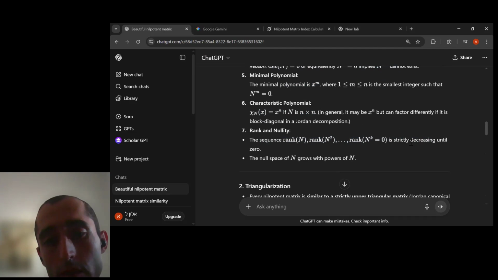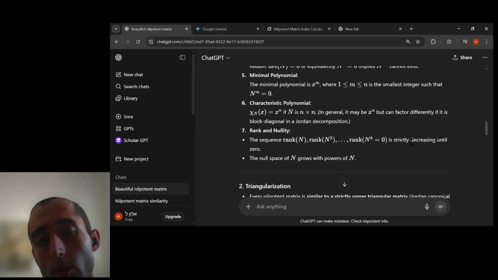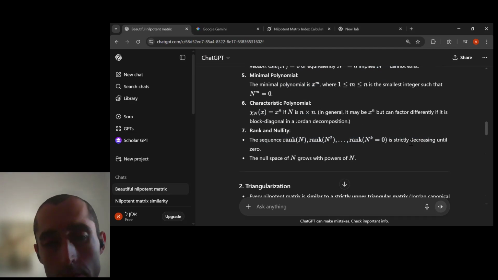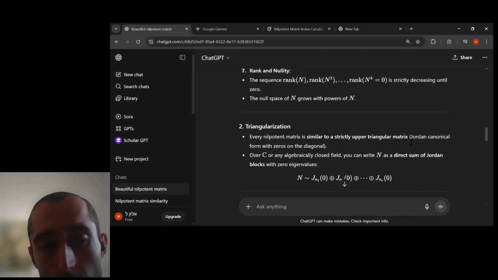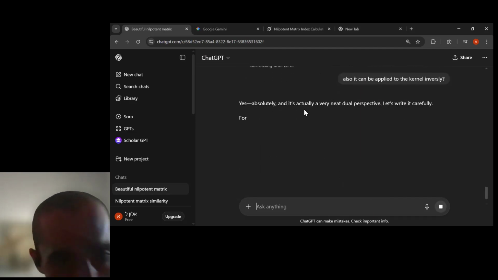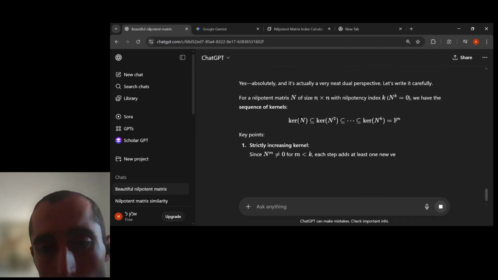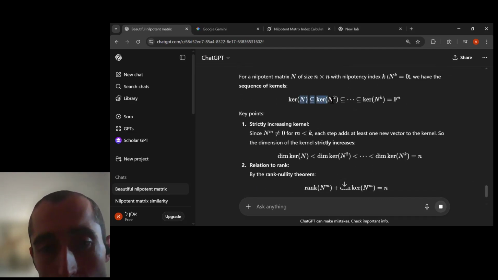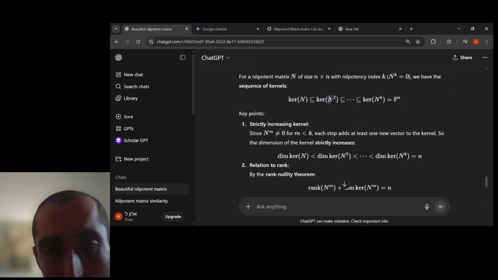The sequence of ranks is strictly decreasing, namely N has a rank of n, so the rank of N squared must be less than that. I won't get into it. You can also say this about the kernel, and this is very important: it's strict, namely the kernel of N is strictly smaller than the kernel of N squared.